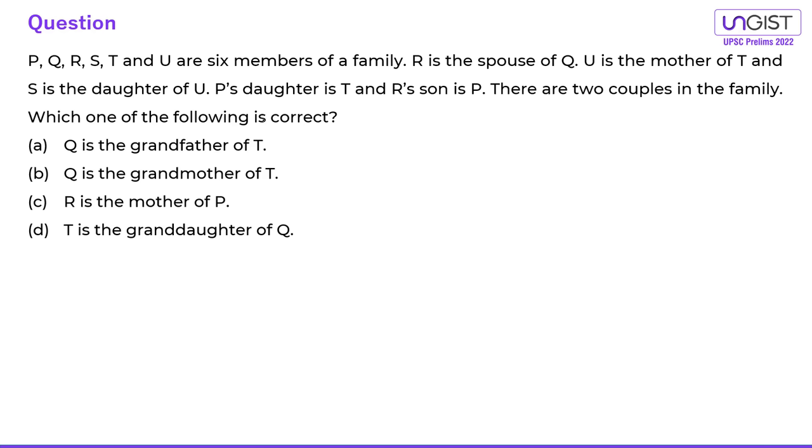Next question is based on blood relation. P, Q, R, S, T and U are 6 members of a family. R is the spouse of Q. But who is husband and who is wife, we can't say. After that, U is the mother of T and S is the daughter of U.